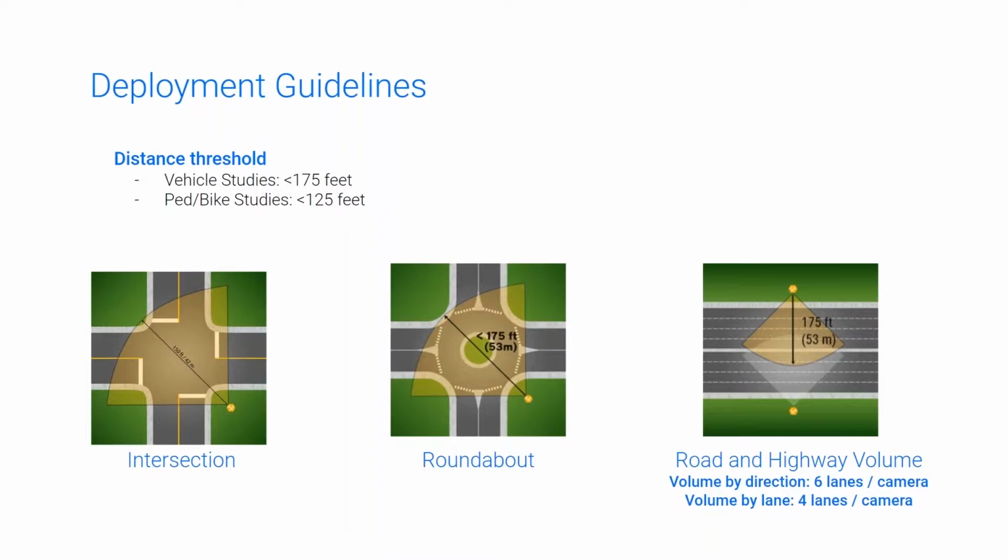So in this image, it's showing the camera at a 90-degree angle, and that's for illustration purposes only. We actually recommend that you place the camera at a 45-degree angle facing into traffic. This allows better capture of vehicles traveling at similar speeds that are beside each other. For pedestrian studies, we recommend all movements within 125 feet.